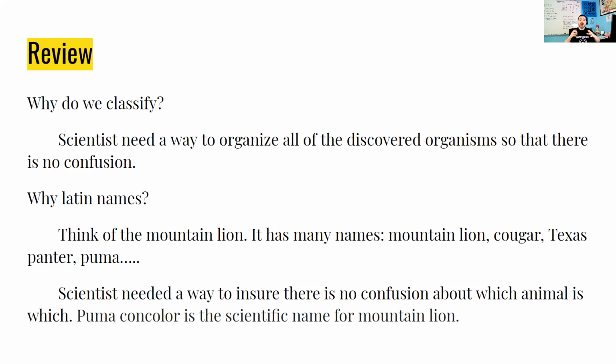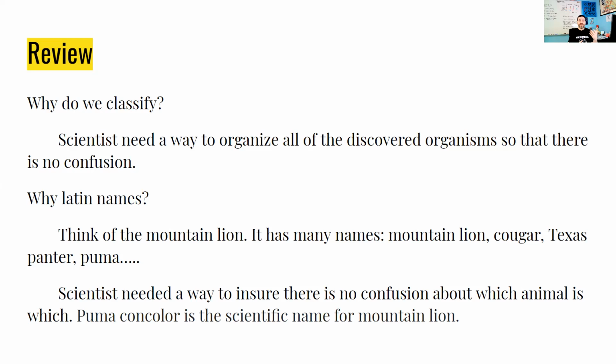So if we can agree on a way of organizing content, it allows us to communicate with each other a little bit better, specifically within the scientific field. So that's the main purpose. That's why we classify organisms. In terms of why we use Latin names, we had to pick a way of identifying organisms that could be more universal. And so Latin names were used, and you can see the example here with mountain lions.